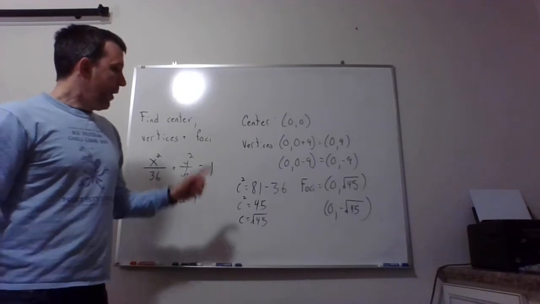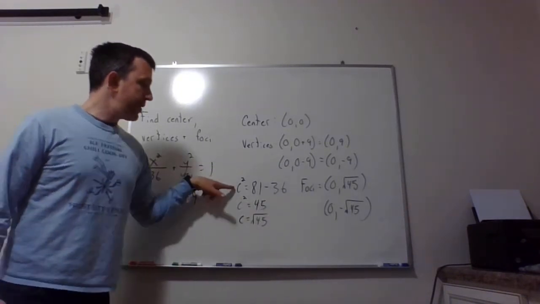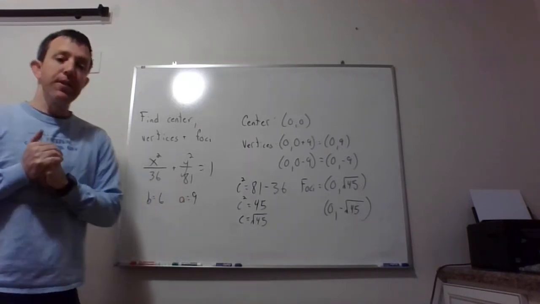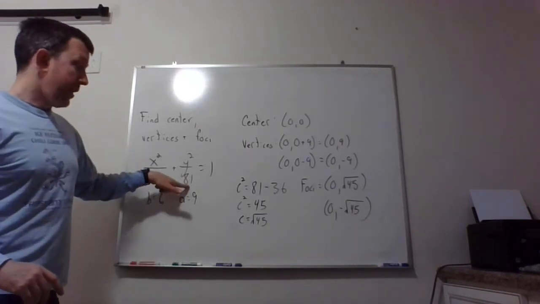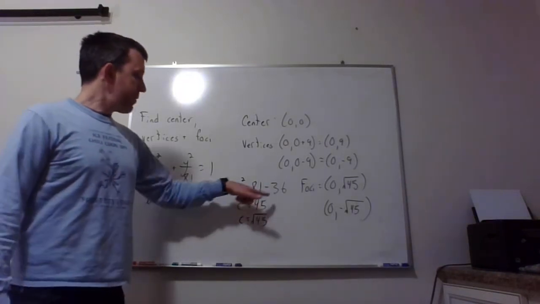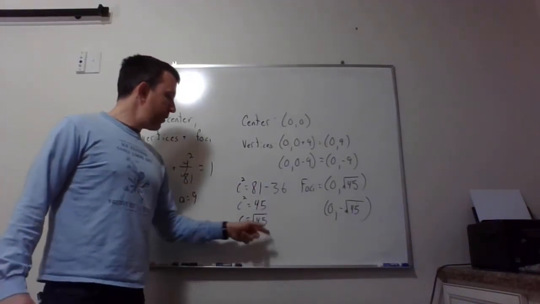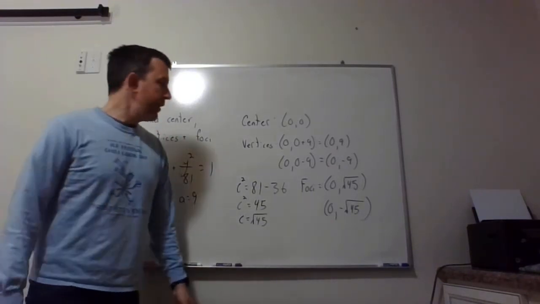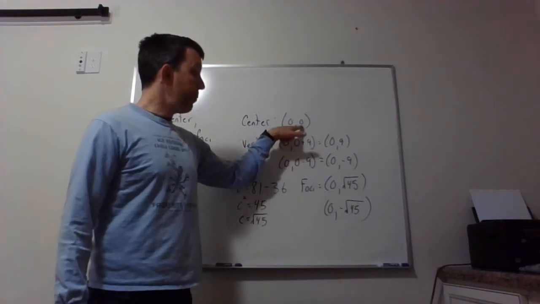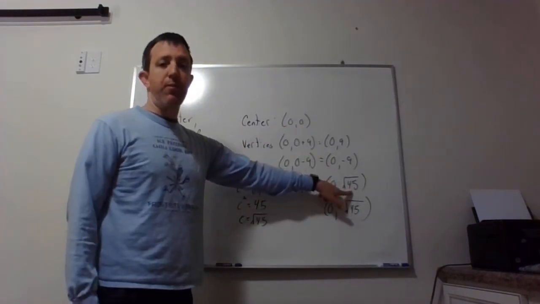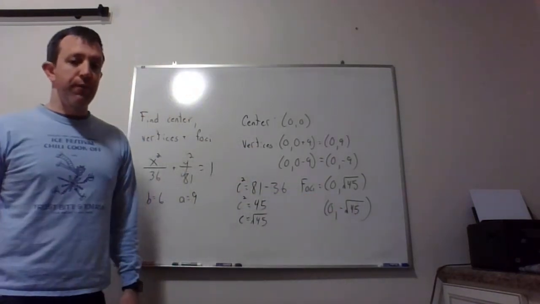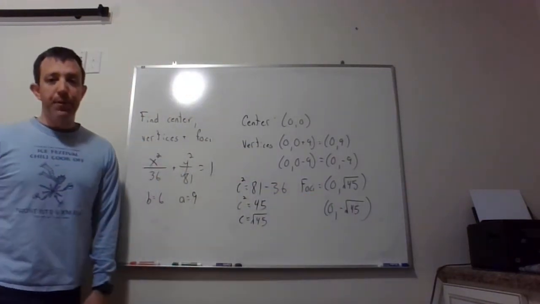That's all set. For the foci, we need c, so I set up that c squared equation. We know that c squared is equal to a squared minus b squared. A squared is 81 and b squared is 36. They're actually already sitting here waiting for us, so that's nice. Subtract, you get 45. The square root of that gives you the square root of 45. And so the foci then are (0, 0 plus the square root of 45), which is just (0, square root of 45), and (0, 0 minus the square root of 45), so (0, negative square root of 45). And so there's our first example.